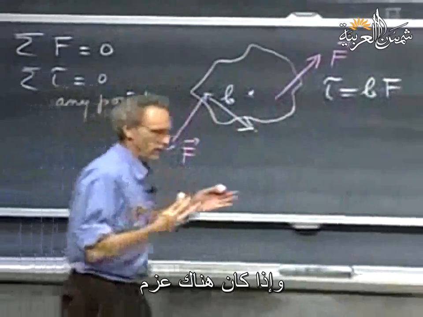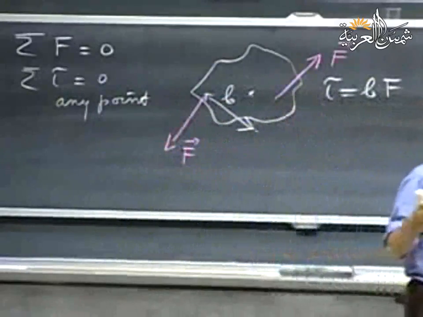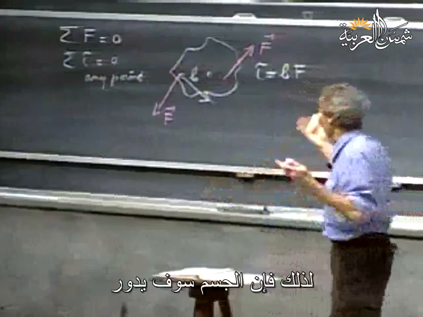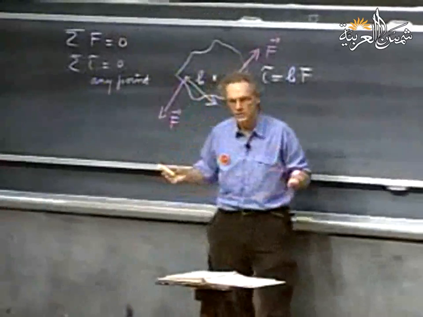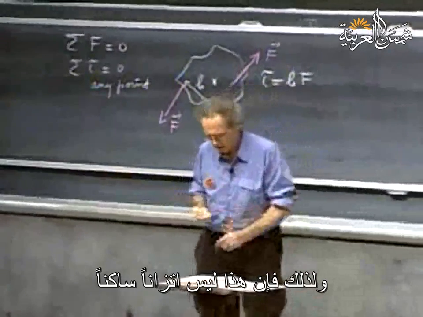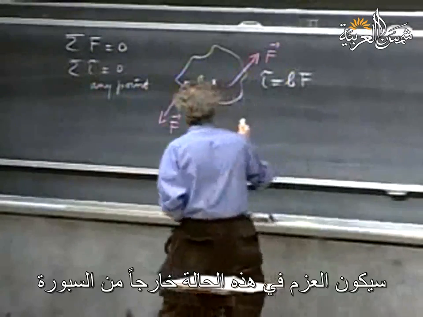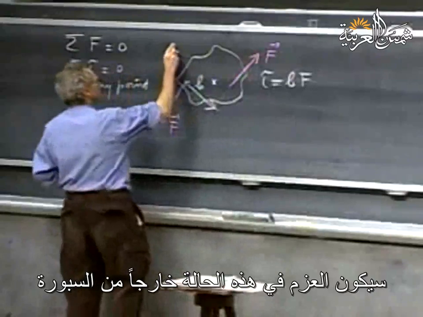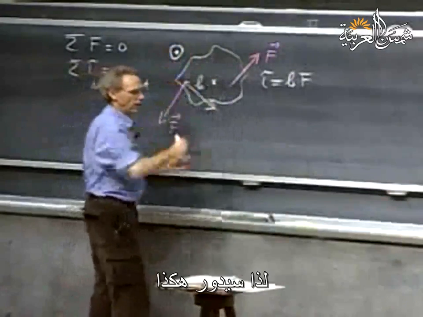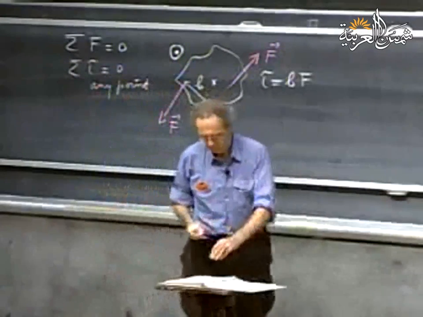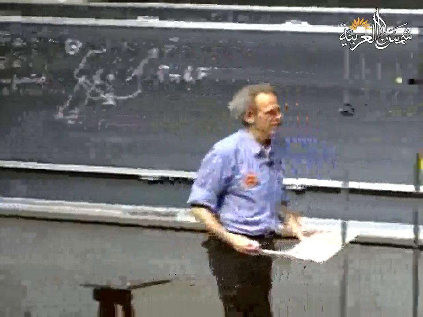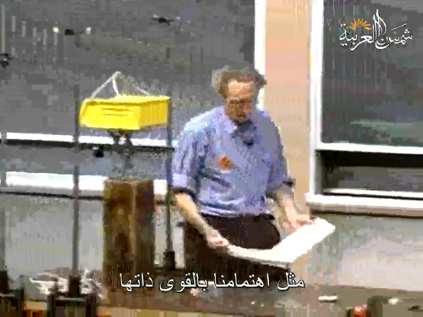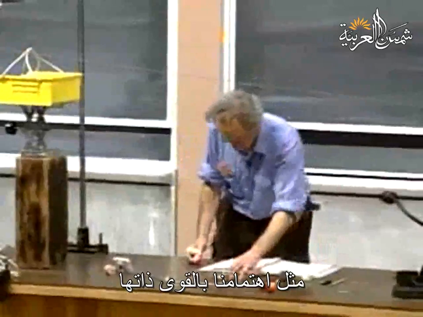And if there's a torque, there's going to be an angular acceleration. Torque is I alpha. And so it's going to rotate. In this case, it will rotate about the center of mass. So it's not static equilibrium. The torque, in this case, would be out of the blackboard. So it's going to rotate like this. So we've got to keep a close eye on torques as much as we have to on the forces themselves.